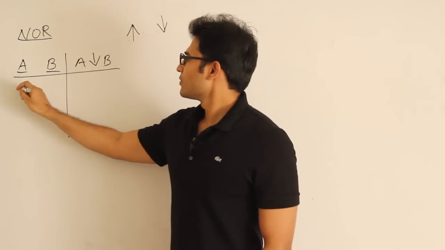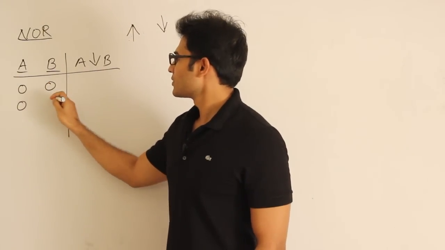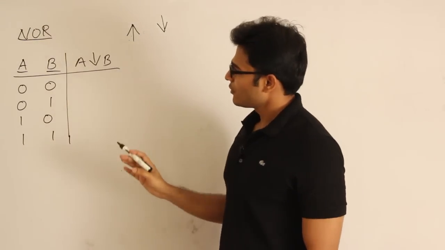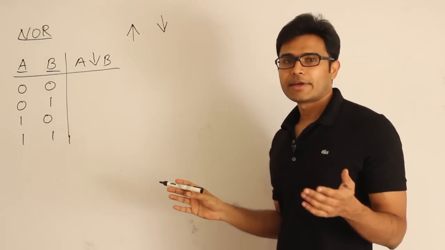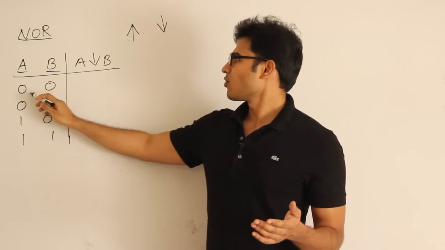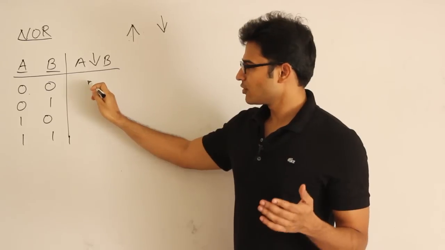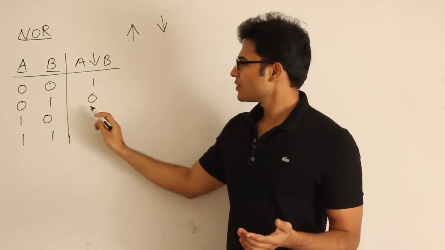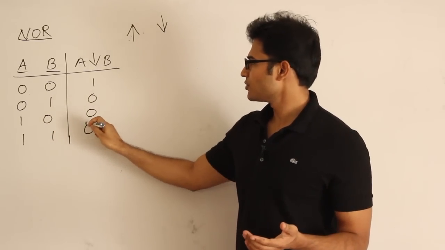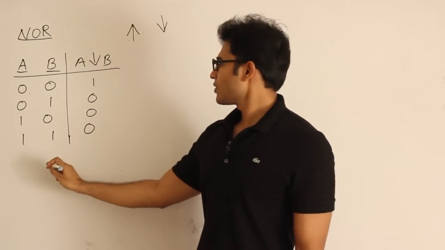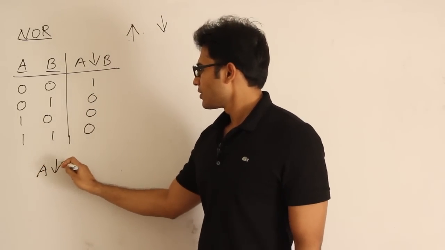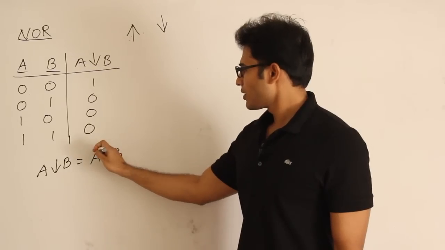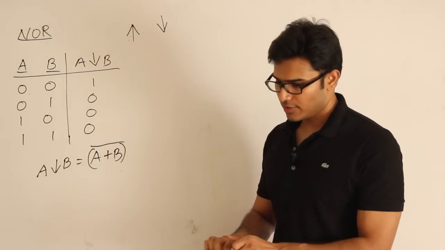Okay. Now NOR means 0 0, 0 1, 1 0, 1 1. Now you find the OR, but then take the negation of it. So what is this? OR is 0 and negation is 1. OR is 1, negation is 0. OR is 1, negation is 0. OR is 1, negation is 0. Right? What is the other way of writing it? A NOR B is nothing but you take OR and you negate it. This is the other way of writing it.